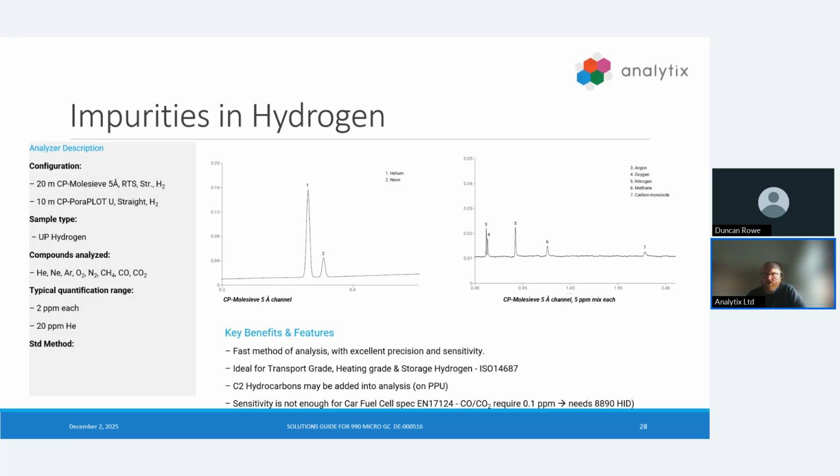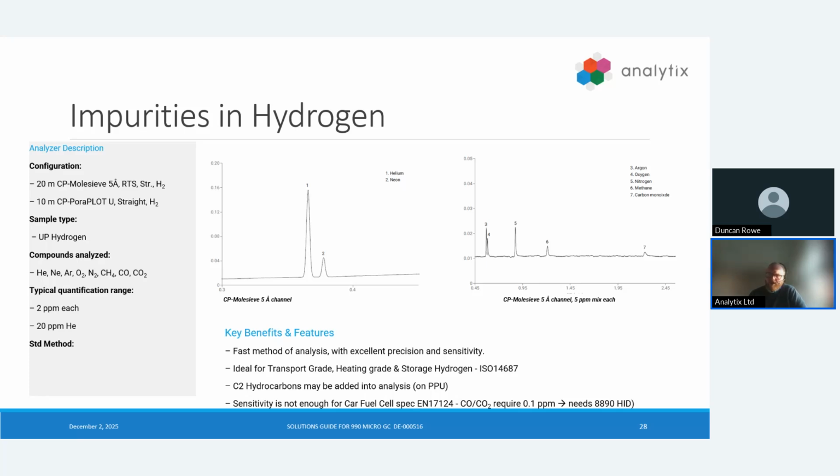Two gas standards were used with a mix of target analytes, with most of the components being concentration range around 5 to 10 ppm in this application. And you can see that 2 straight columns were used, so no backflush in this application. We have a 20 meter mole sieve and a 10 meter poroplot U channel. And these were used to detect and separate compounds from helium to carbon dioxide.